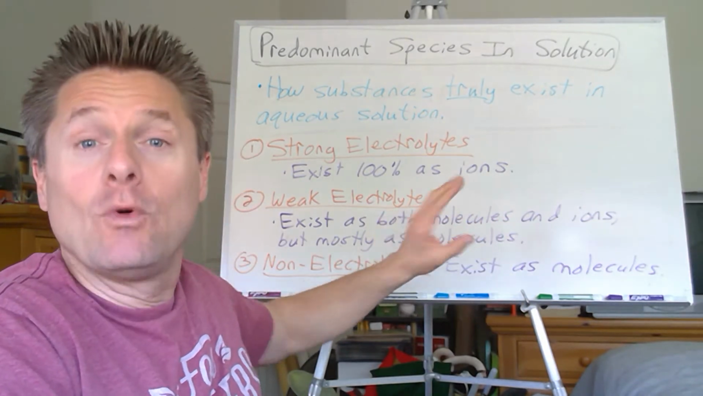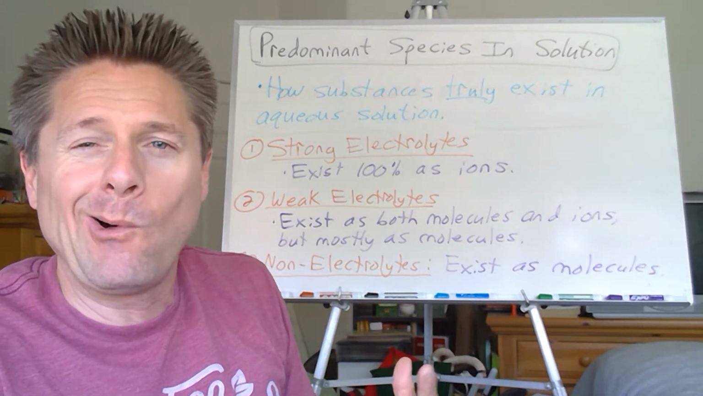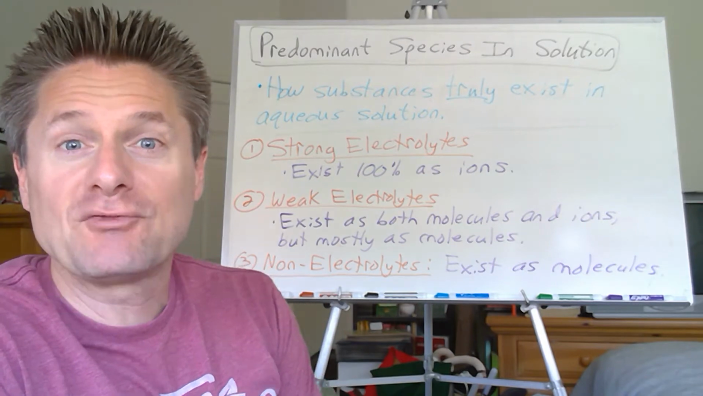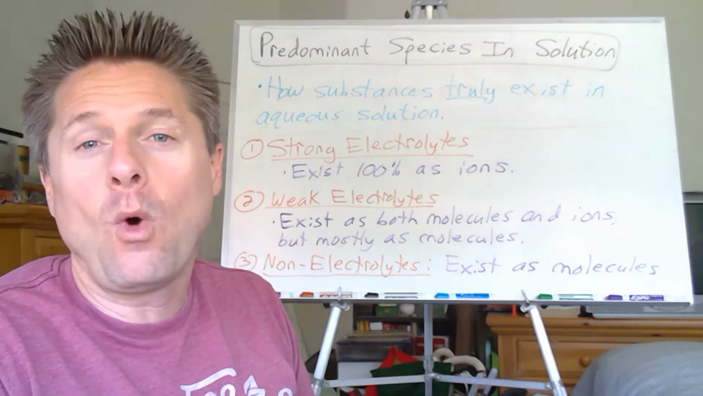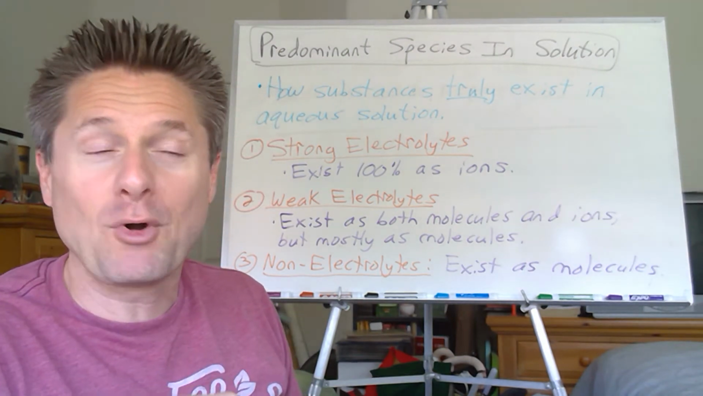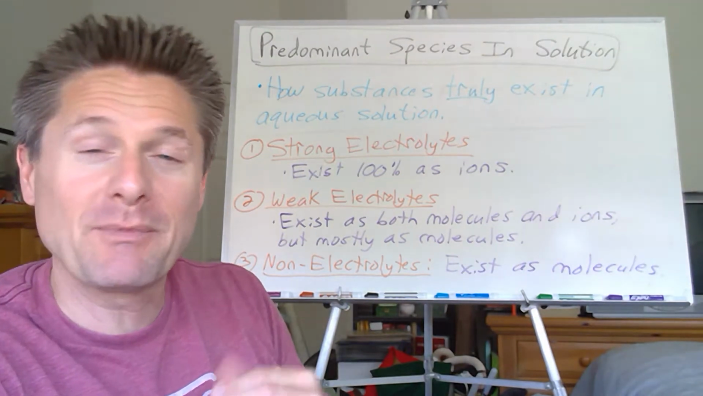The next category will be weak electrolytes. They form some ions, but not a whole lot. We have some experiments in introductory chemistry where we dissolve some species in water and put some probes and electrodes in there to see if it lights a light bulb or makes an LED blink or glow or something like that.